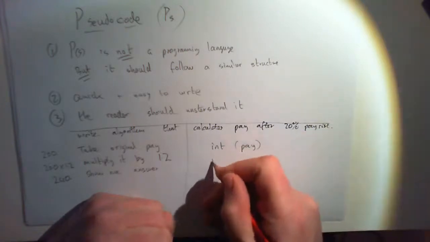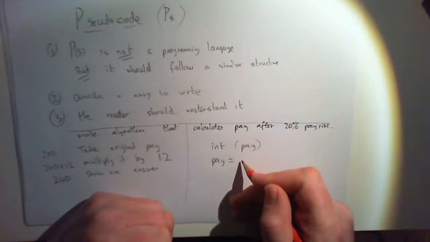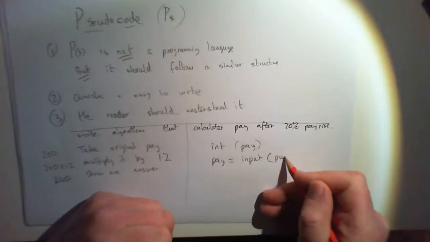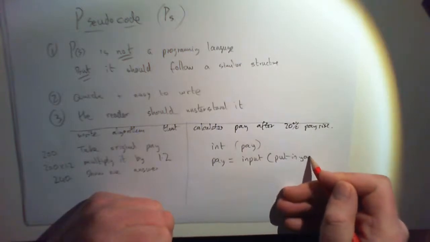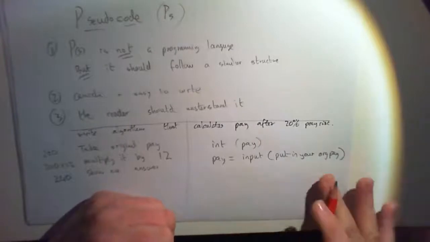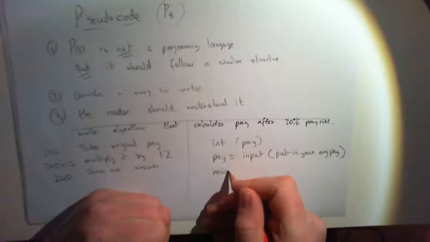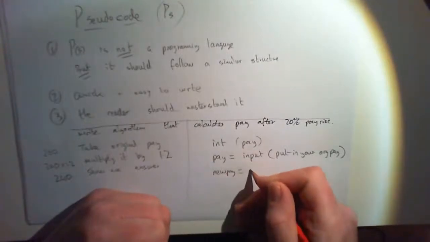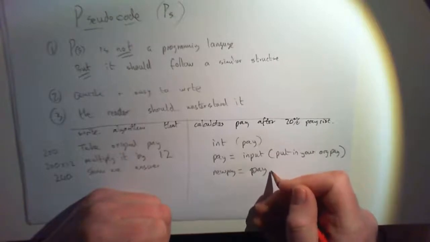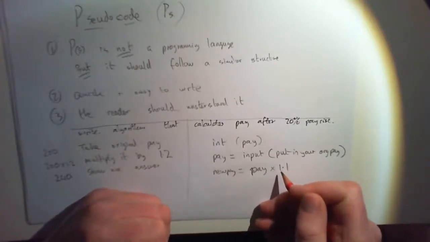Okay, and then you could just say pay, or then you equals input, put in your original pay, something like that. And then what we're going to do, new pay equals pay multiplied by 1.1. And again, depending on the language, that could be a star, could be whatever.